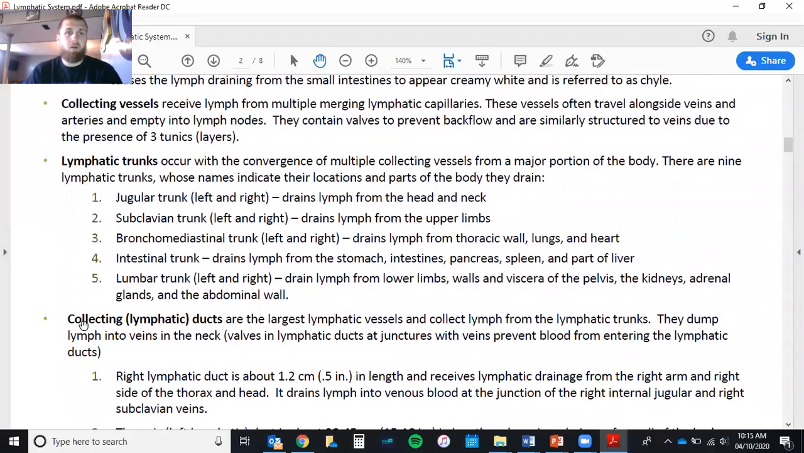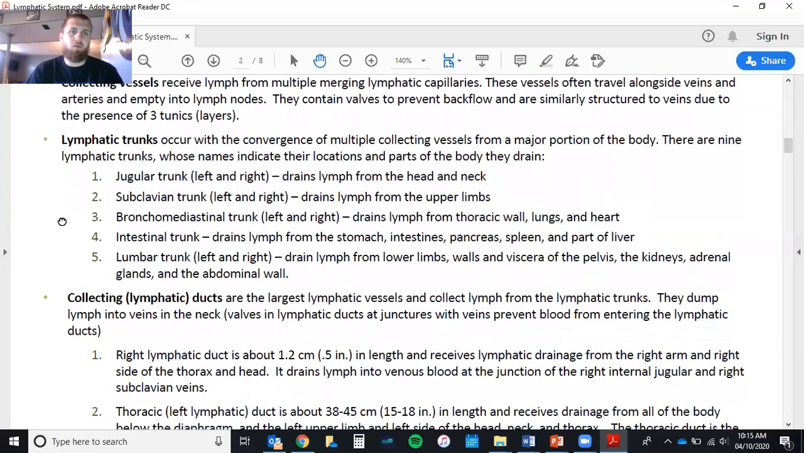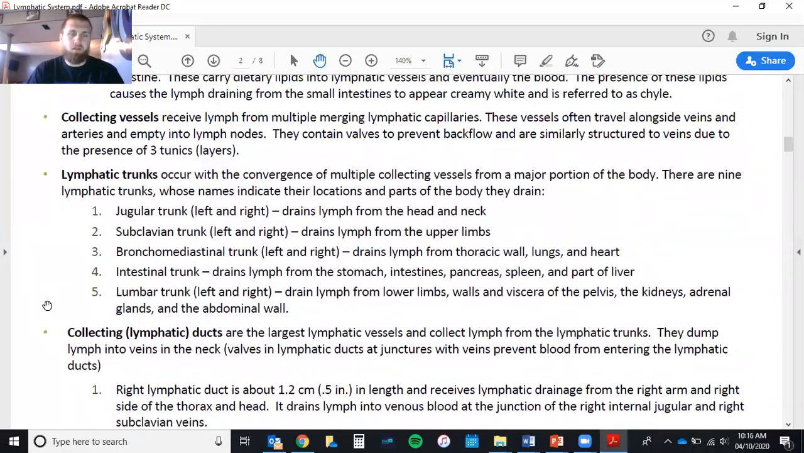And from our lymphatic capillaries, lymph will flow into collecting vessels. These are formed from multiple emerging lymphatic capillaries. They often travel alongside veins and arteries and empty into lymph nodes. They contain valves to prevent backflow and are similarly structured to veins because they have three tunics, or three layers. Now, we haven't talked about the structure of veins yet. We will in a future lecture. But veins have valves. They also have three layers to their wall, and so do collecting vessels.